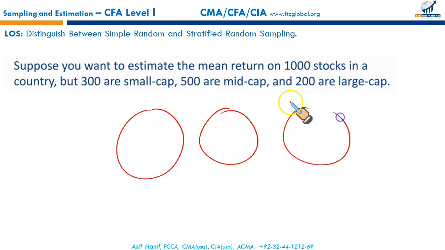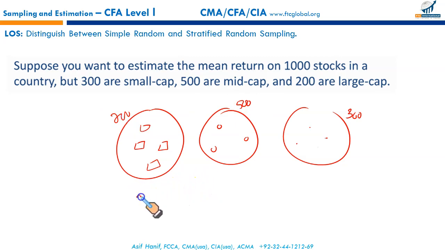Let's say we have divided our population into 3 stratums. Suppose we want to estimate the mean return on 1000 stocks in a country: 300 small cap, 500 mid cap, and 200 large cap stocks. So let's say here we have 300 small cap, 500 mid cap, and 200 large cap. Now we want to select a sample of size, let's say, 40.